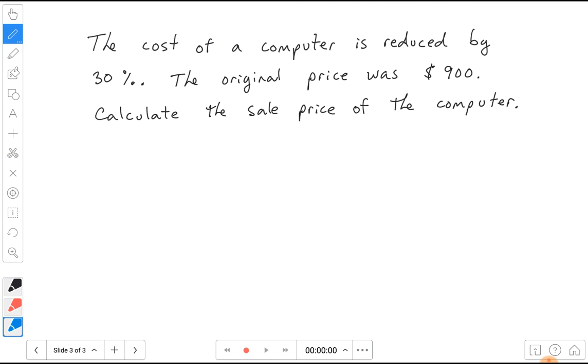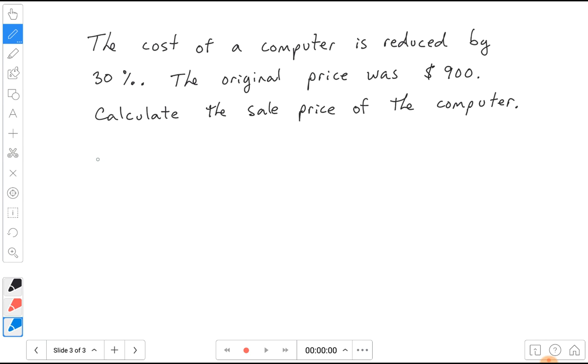We can also do percentage decrease, right? Let's say a computer is for sale and the price is reduced by 30%, right? So you've got a nice tag on the computer, hey, save 30%. So the original price was $900. Let's calculate the sale price of this computer.